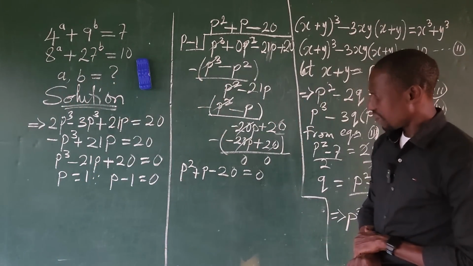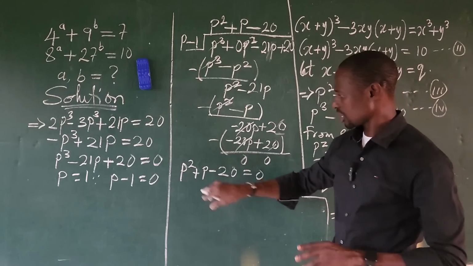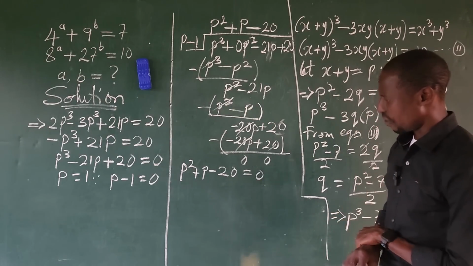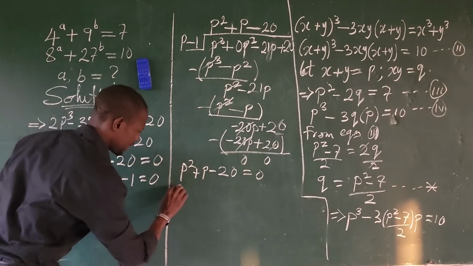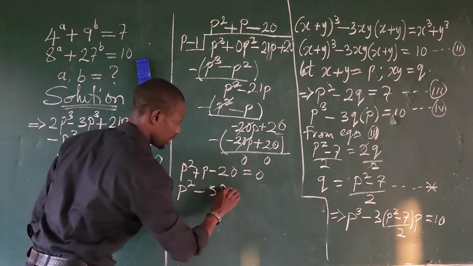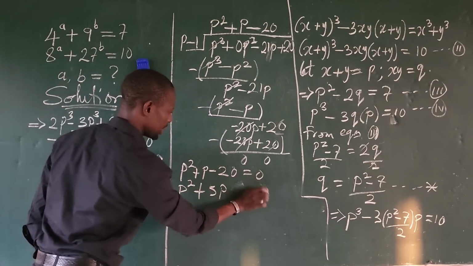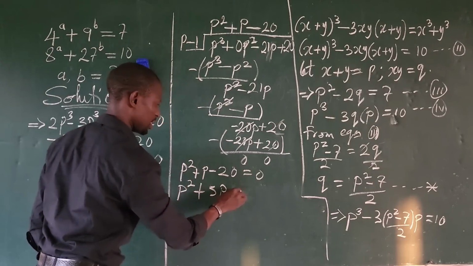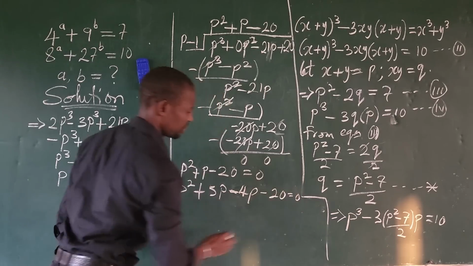Think of two factors of 20 that when you multiply together give you 20, and their addition will give you plus 1, and that will give you 4 and 5. So we're going to have minus 4 and plus 5. So we can rewrite this as P squared minus 4P plus 5P minus 20 equal to 0.